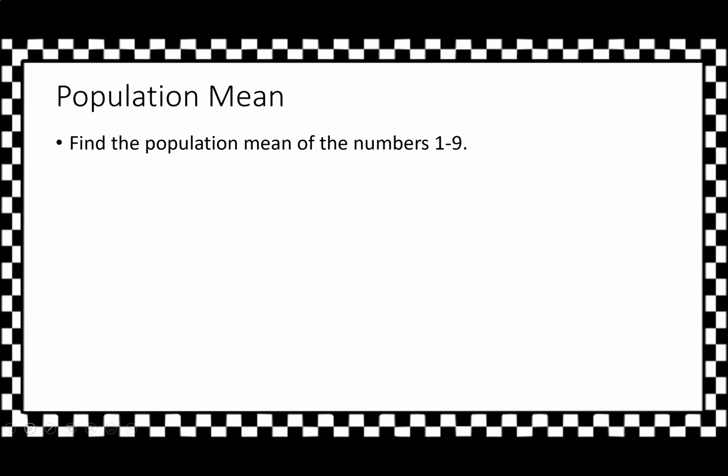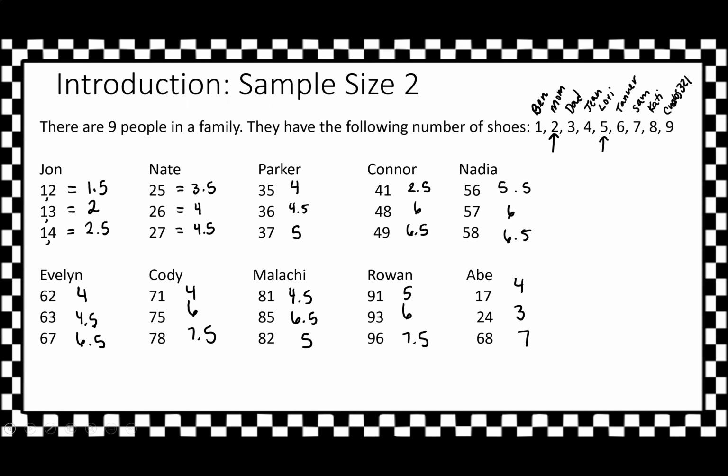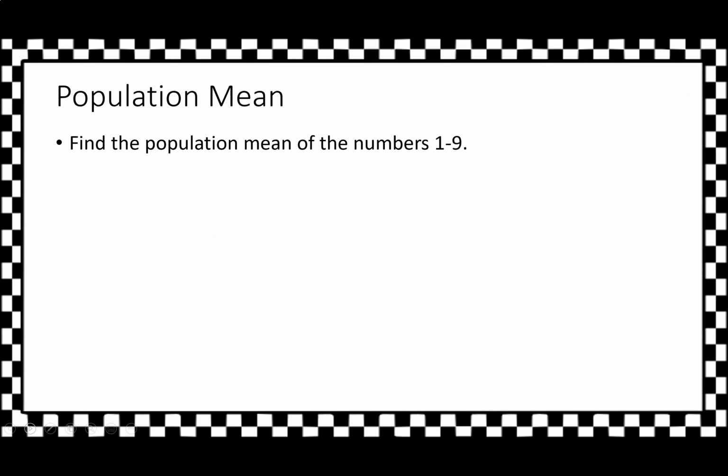The population mean of the numbers 1 through 9. Let's actually find that. Going back to our values here, what would we guess our answer is? We've got some low numbers and some high numbers. I'm guessing around 4.5, 5, 5.5, but let's actually find it. Remember, someone had one pair of shoes, 2 pairs of shoes, all the way up.